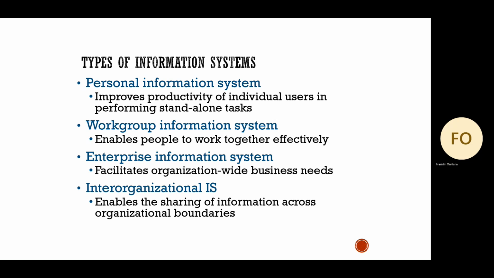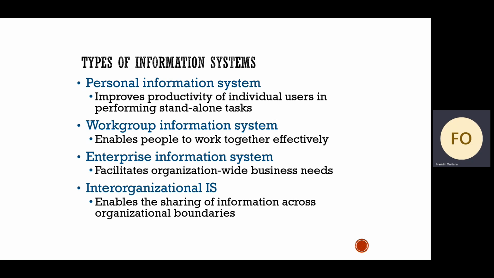Organizations employ different information systems. When considering the role of people using information systems, it is useful to divide these information systems into four types based on their sphere of influence: personal information system, work group information system, enterprise information system, and inter-organizational information system. The personal information system includes information systems that improve the productivity of individual users in performing standalone tasks. Examples of personal information systems include word processing, presentation, time management, and spreadsheet software.